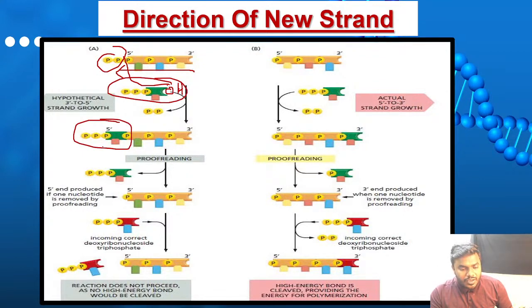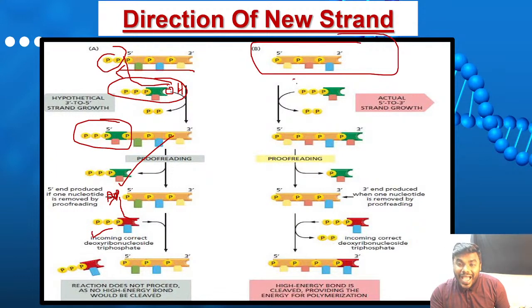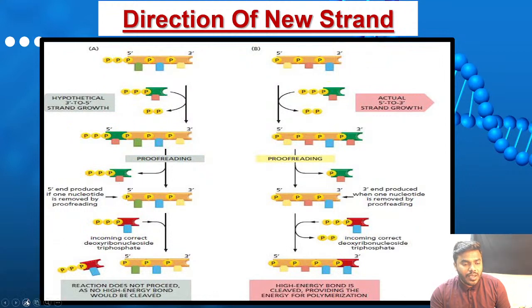During the proofreading we understand that this nucleotide is a wrong nucleotide. We remove it immediately. But now we are going to add the new nucleotide. But is that possible? Can we add the new nucleotide? Never ever, because here there are no three phosphates. That's why I can conclude to all of you, the new strand always has to be synthesized in the 5' to 3' direction only. Never forget that point at all.